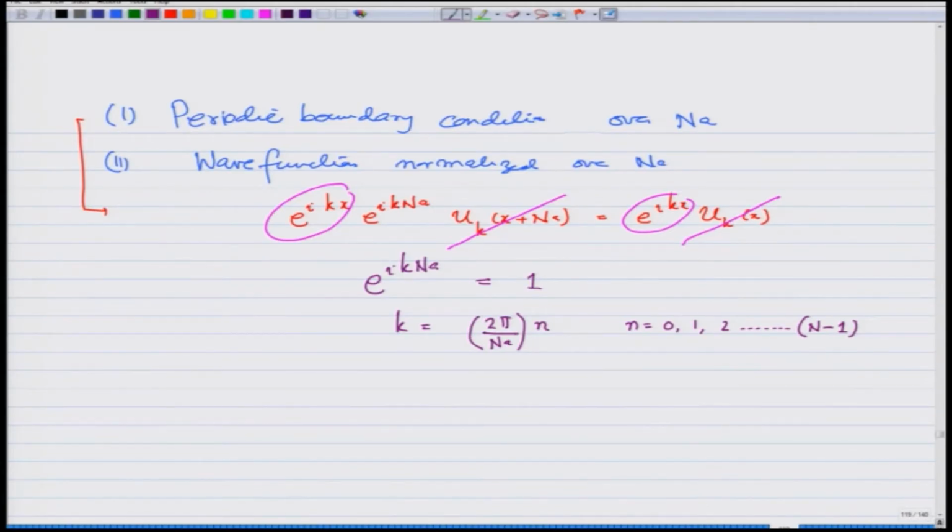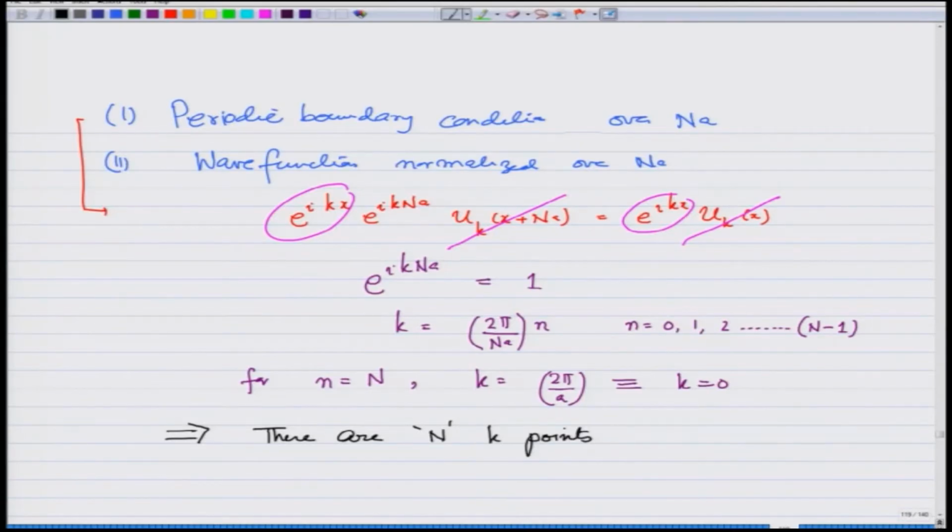Why n minus 1? Because for n equals n, k becomes 2 pi over a, which is equivalent to k equals 0. So, that state does not count. So, what this tells you is that there are n k points in each band, right. Let me repeat it.